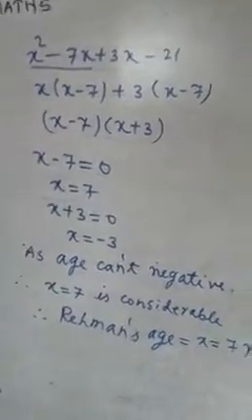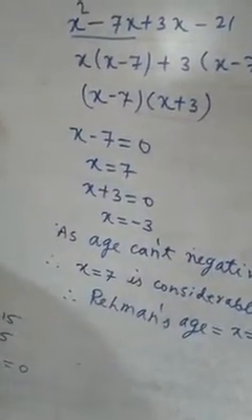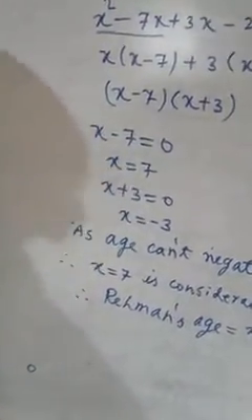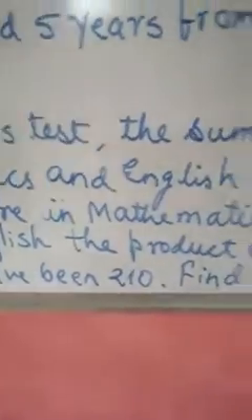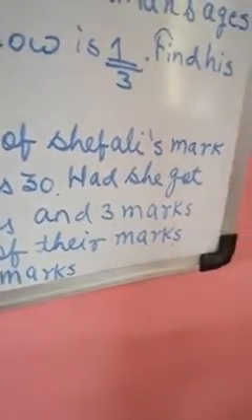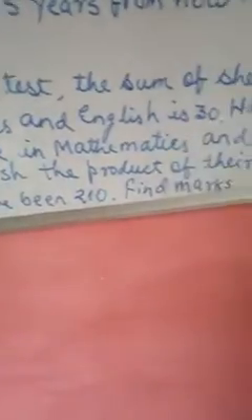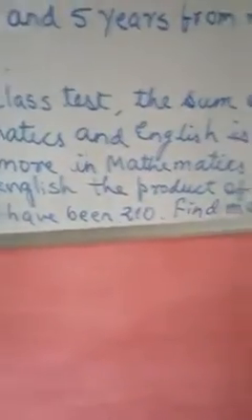I will take one more question. That question again is a form of word problem. We will solve that question, and you can see that question is on the board. In the class test, the sum of Shefali's marks in mathematics and English is 30, and had she got 2 marks more in mathematics, 3 marks less in English, the product of their marks would have been 210.